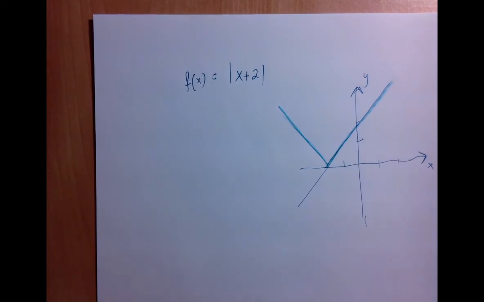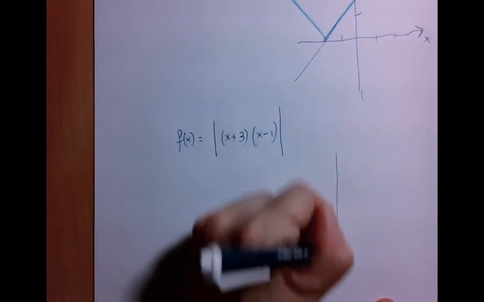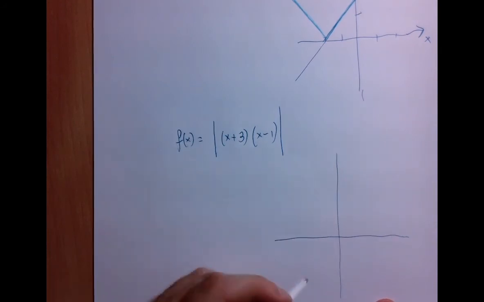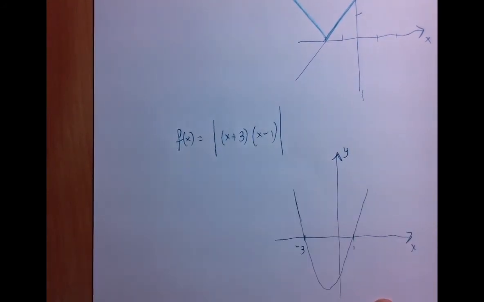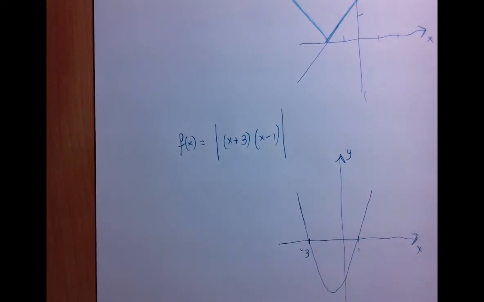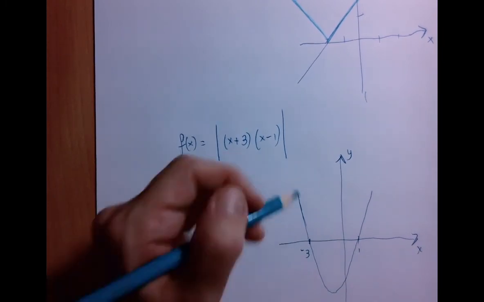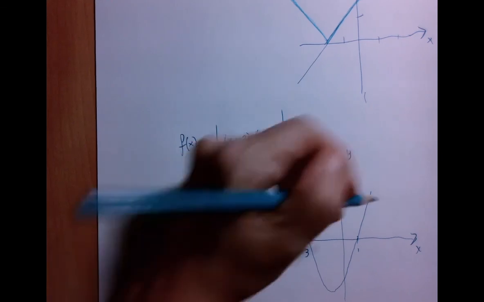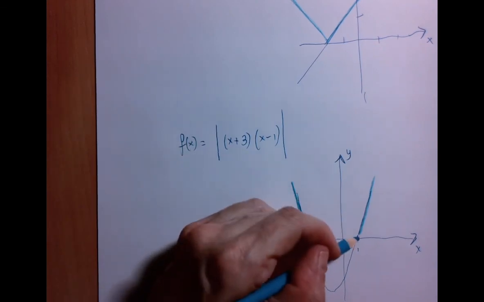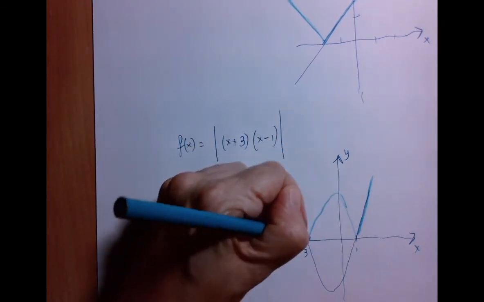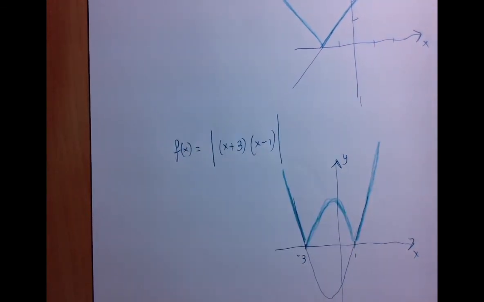Or what about the absolute value of a parabola? Well, we can graph the original parabola, which has x-intercepts at -3 and 1. And then once we have that graph, we just take the absolute value of it, which means wherever the y-coordinate is positive, the point remains, and wherever the y-coordinate is negative, we take the opposite, or we reflect it to the x-axis. So this is how you take the absolute value of a graph.